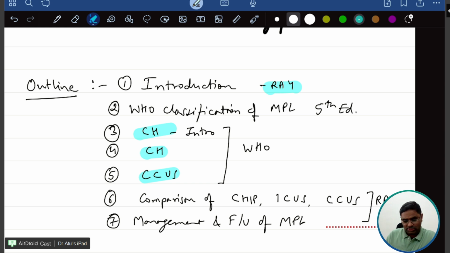And lastly, we will go back to RA4 notes again, and we will use a comparative table of CHIP, ICUS and CCUS from that table, and management and follow-up of MPL. So that would be my brief outline. Don't worry about these newer terms such as CH, CCUS, ICUS. We'll cover each one of these and we'll understand what these terms mean.